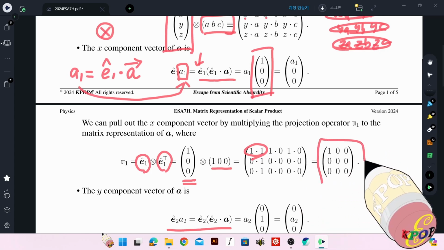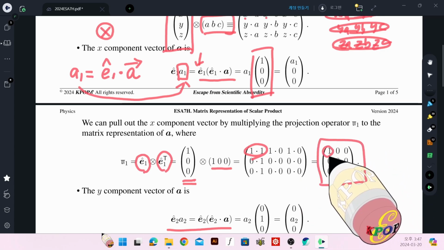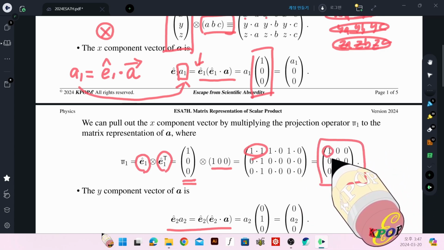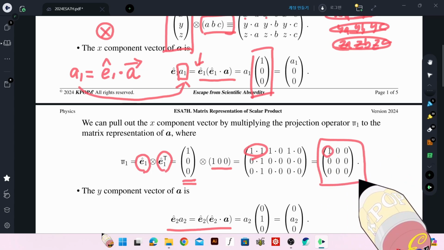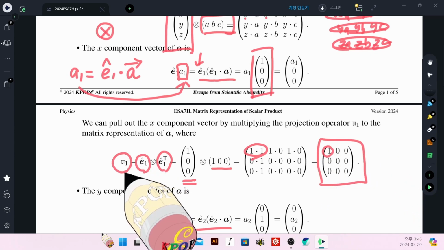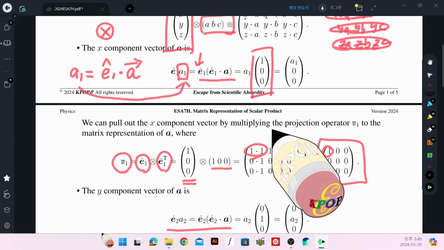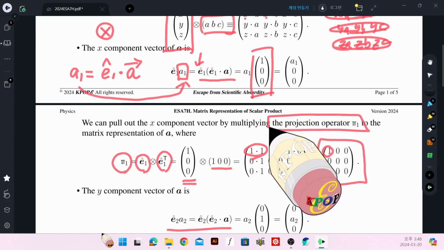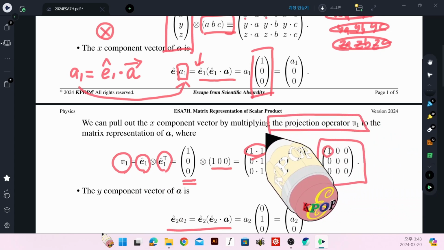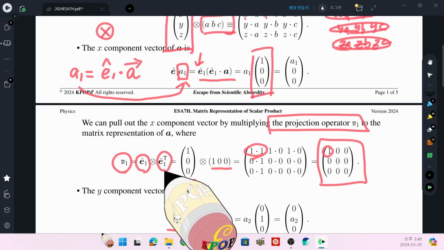We say this single non-zero element in the 1,1 element of this 3 by 3 matrix is pi 1, that is called the projection operator. Projection operator along the x-axis.